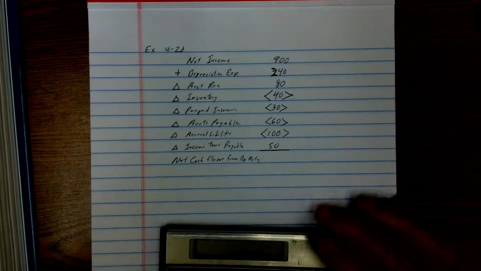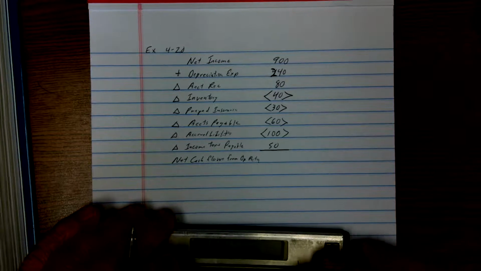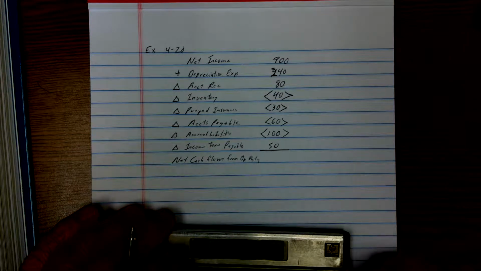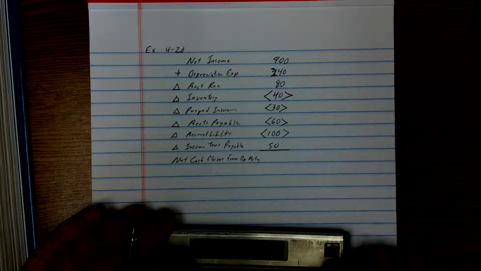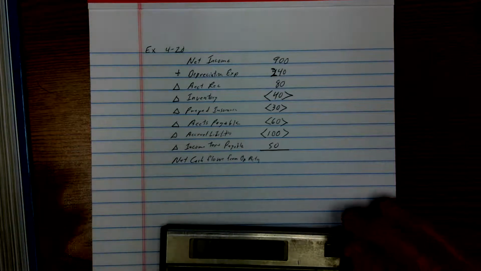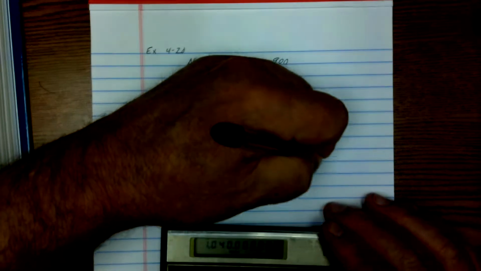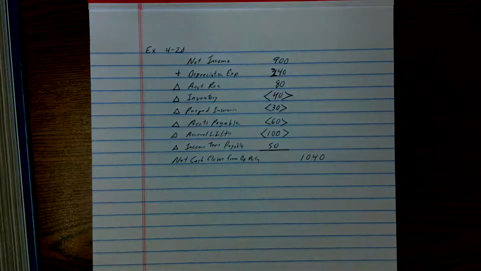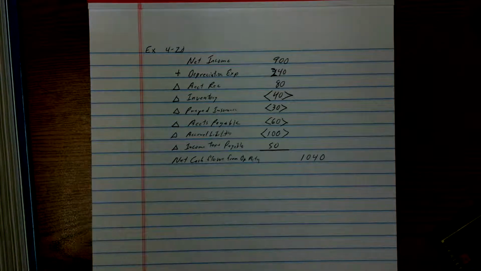Okay, so 900 plus 240 plus 80 minus 40 minus 30 minus 60 minus 100 plus 50. I get 1,040. So that would be 1,040,000 because we've knocked off three zeros.